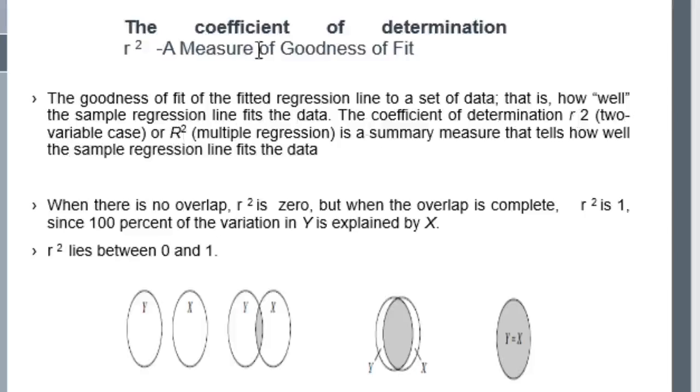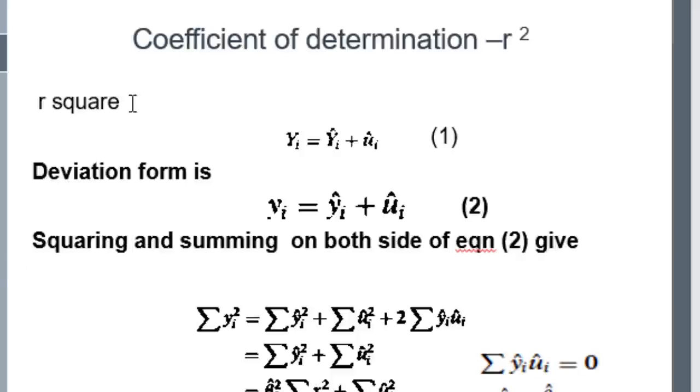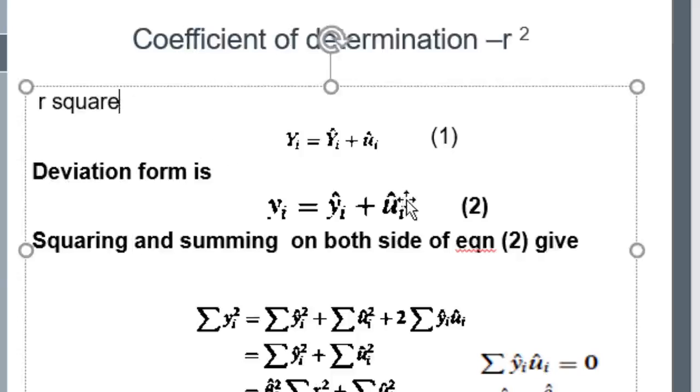What does this measure of goodness of fit, R square, or coefficient of determination show? It shows how well the sample regression line fits the data, or to which extent the dependent variable is explained by the independent variable. This can be proved as follows.